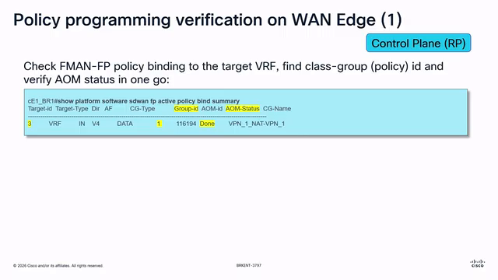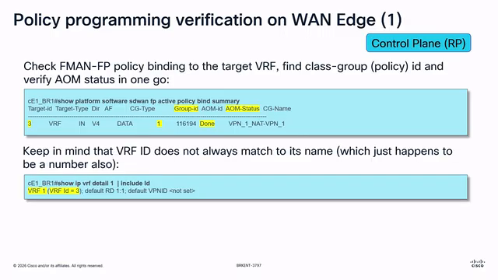And to check it from the forwarding manager, we need, first of all, to find the corresponding class group, right? ID. Basically, everything is per ID basis. We will verify class group or policy ID. And then we will verify the so-called notorious A or M status. In this case, it is done. Right? Done is a good state. Done is everything all right.